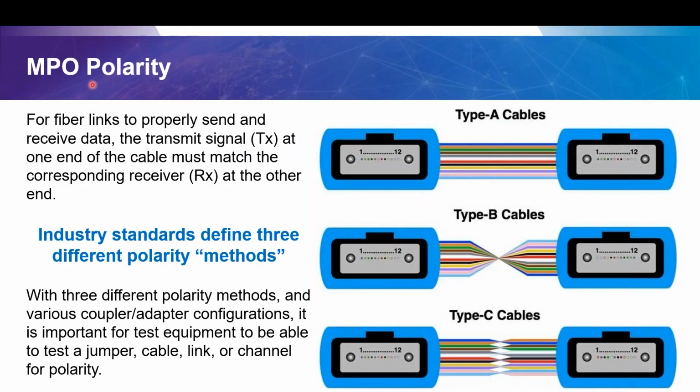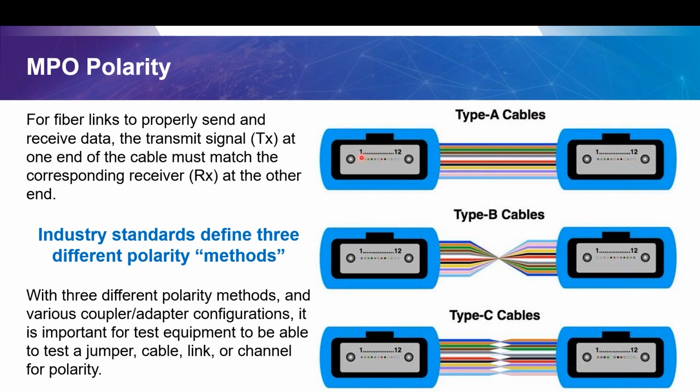Polarity. It's another big thing when dealing with MPO cables. So the three industry standards define three different polarity methods. They call them methods, but then we look at it, it's type A, type B, and type C. As we mentioned over here on the left, for fiber links to properly send and receive data, the transmit at one end of the cable must match the corresponding receiver. So obviously transmit has to go to receive. And with these three different methods of polarity, it gets pretty difficult. So you've really got to pay attention to it.